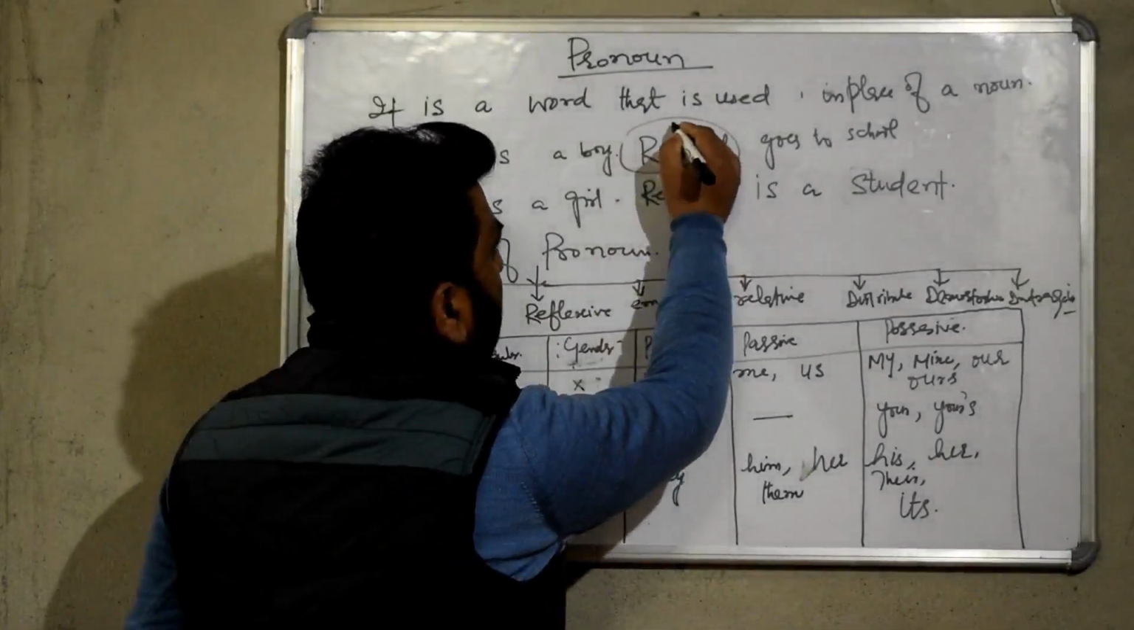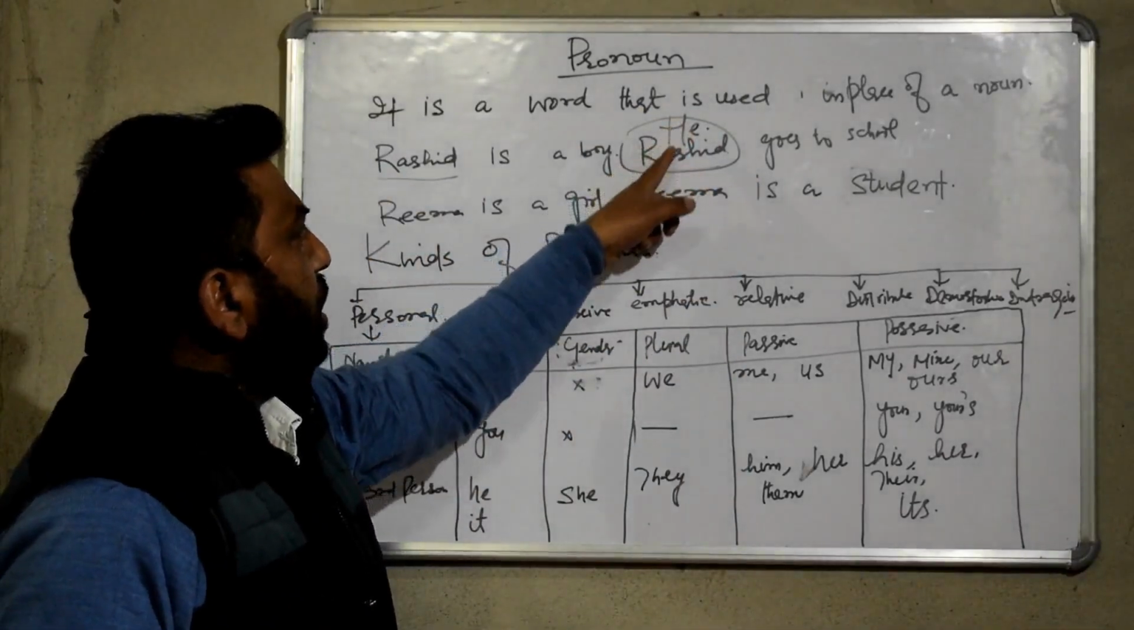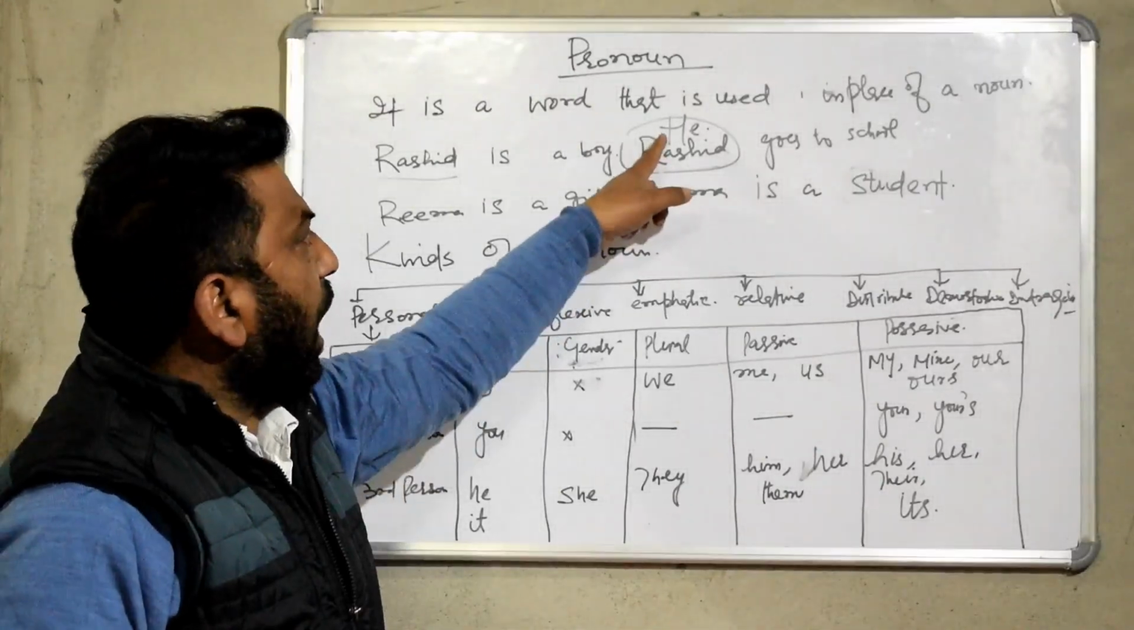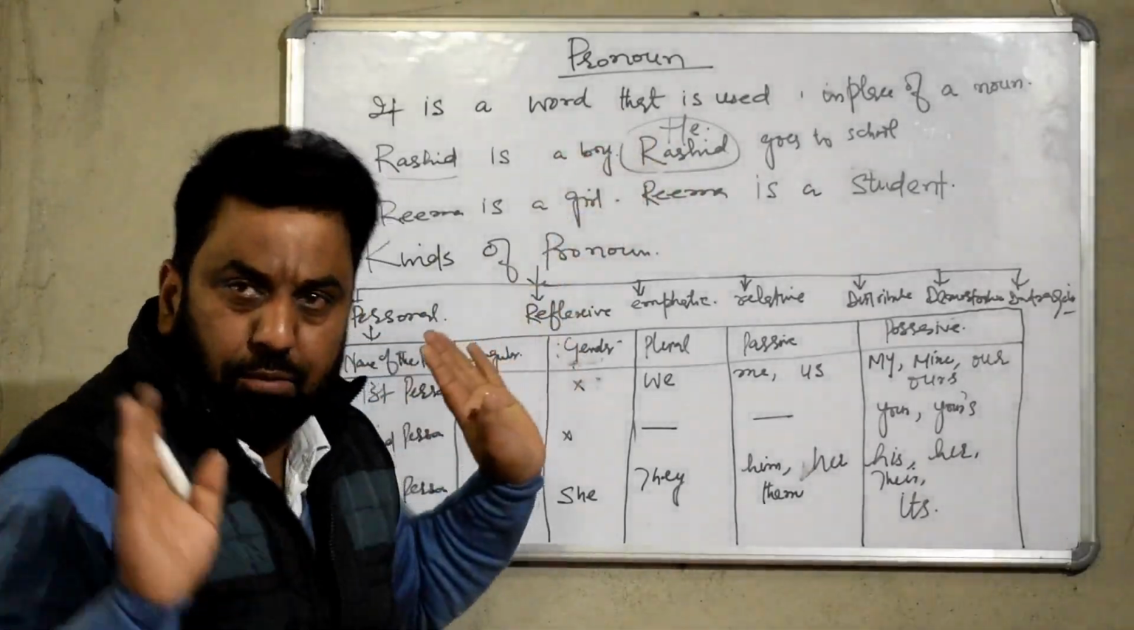For example, I can replace it by he. So this he is used instead of Rashid. So Rashid is a noun. Instead of the noun, I use he. This he becomes a pronoun.